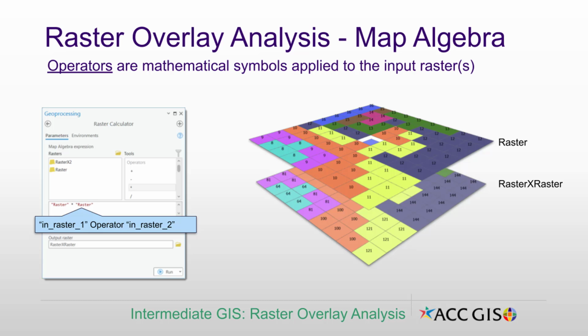And if you look at the example on the right, you can see there's my input raster. And if I multiply every cell in my input raster times every cell in my input raster, I get my output raster, which is raster x raster. The cell in the upper left-hand corner is 9, and 9 times 9 is 81. Or all the cells that have the value 10, 10 times 10 is 100.